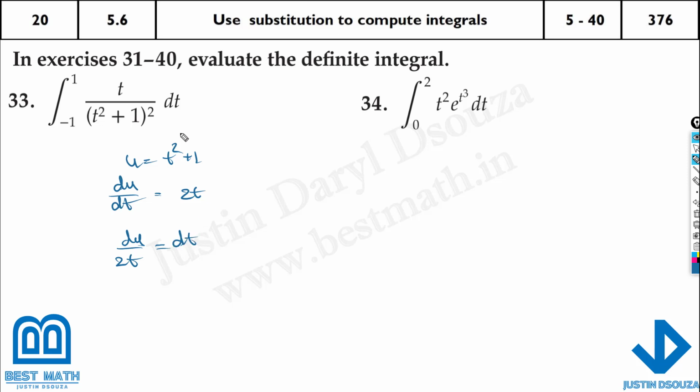But it's not over. We have to find the new limits. So u of negative 1, the lower limit first, would be minus 1 the whole squared plus 1. And u of positive 1 is also the same thing, 1 squared plus 1, because the negative becomes positive when squared. It's 2 and 2.